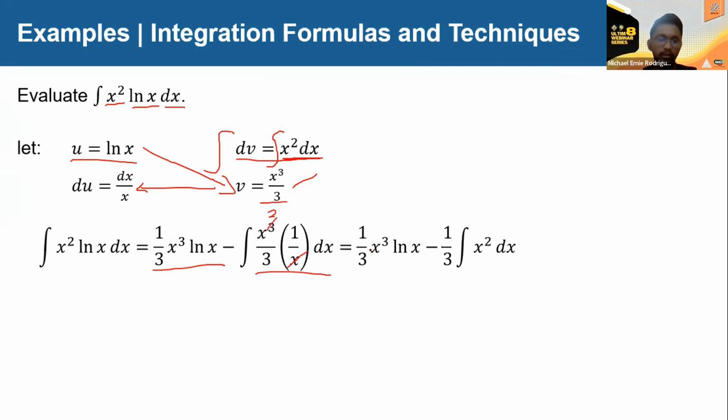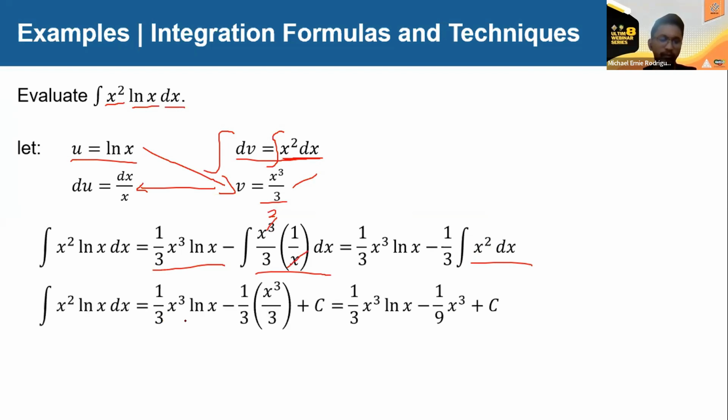So we have 1/3 x cubed ln of x minus, and then labas natin yung constant. So we have 1/3 times the integral of, squared na lang, no? So we have x squared dx. So we integrate this. So we have 1/3 x cubed ln of x minus 1/3, okay? Integral ng x squared dx. This is x cubed over 3 plus c. Okay? Simplify natin.